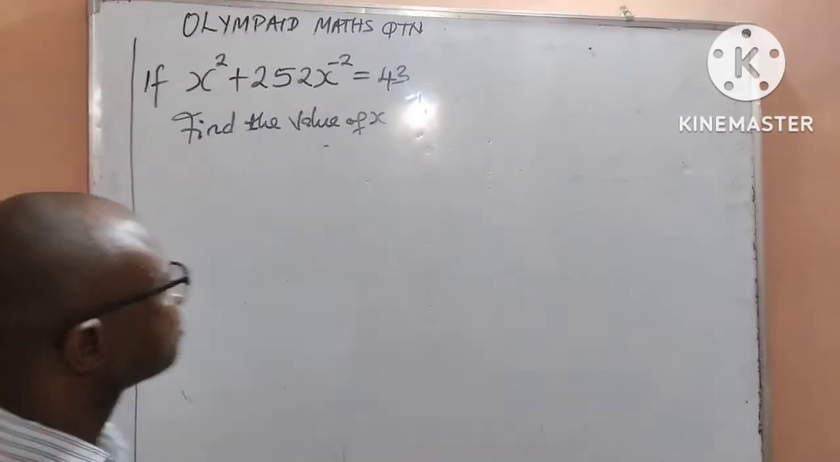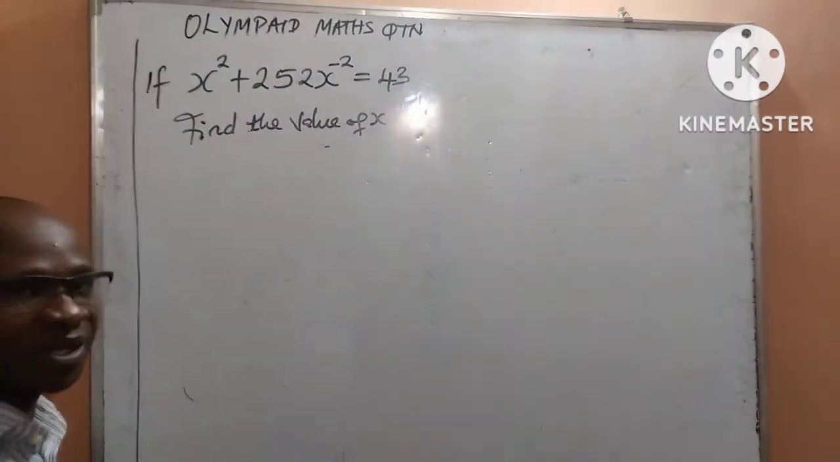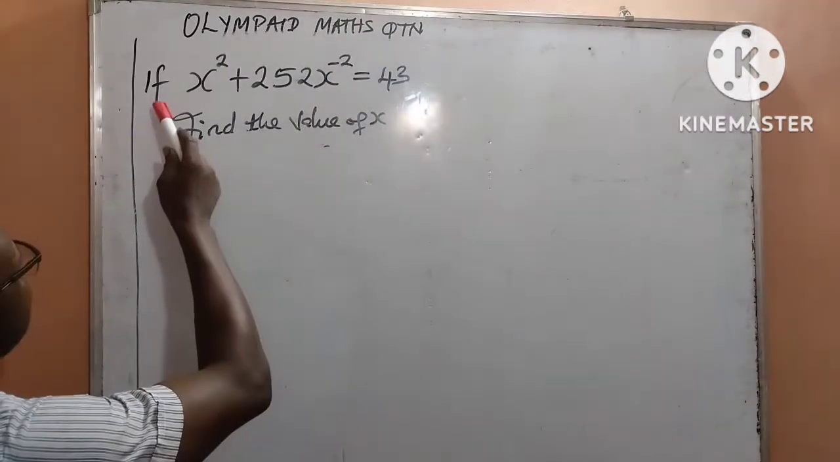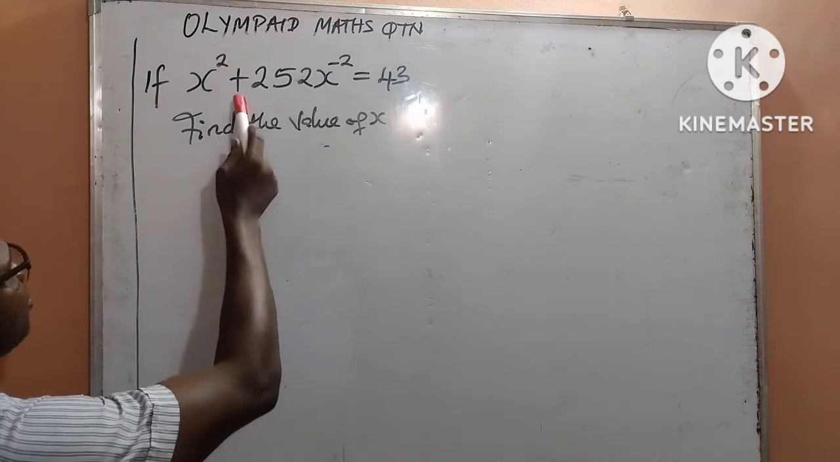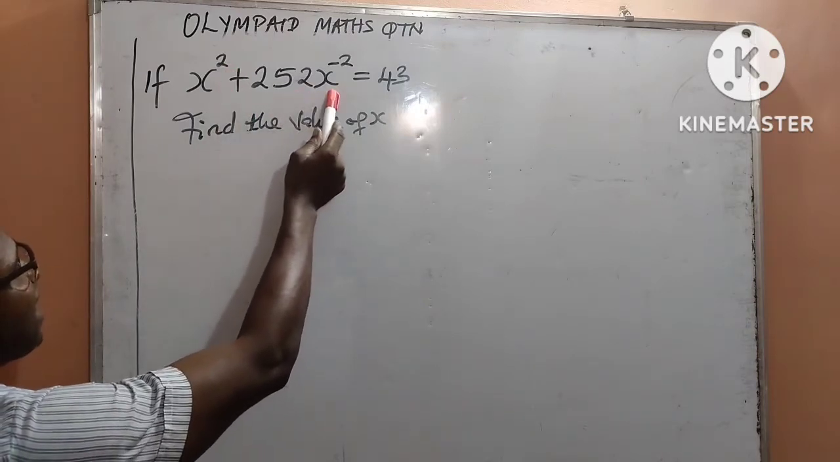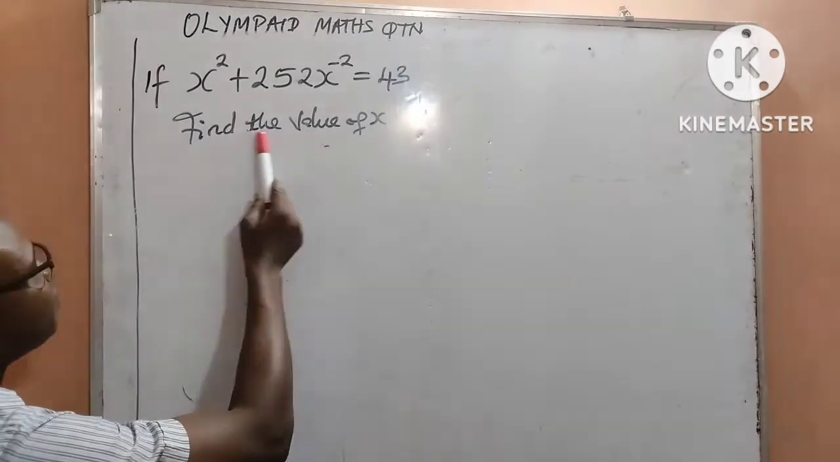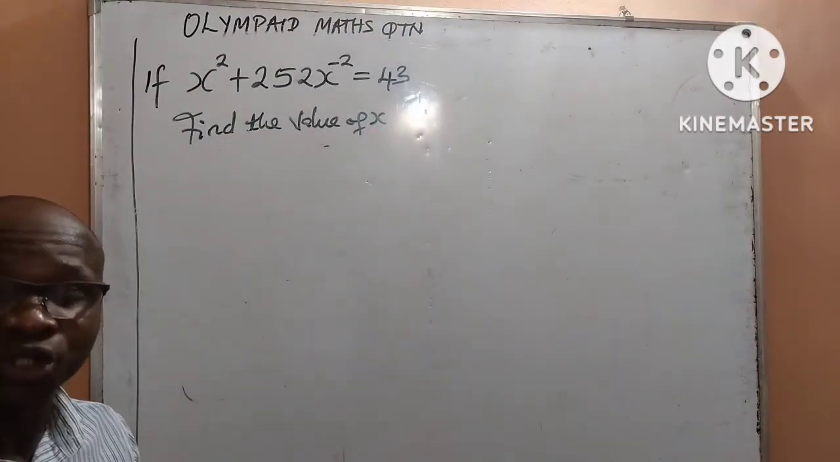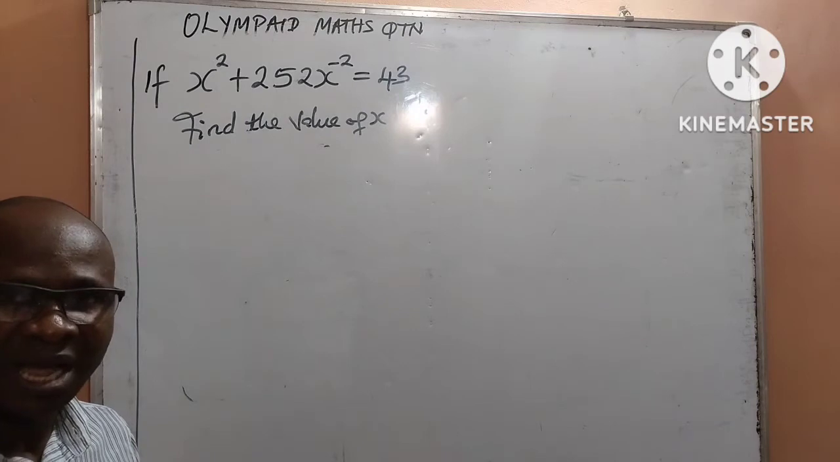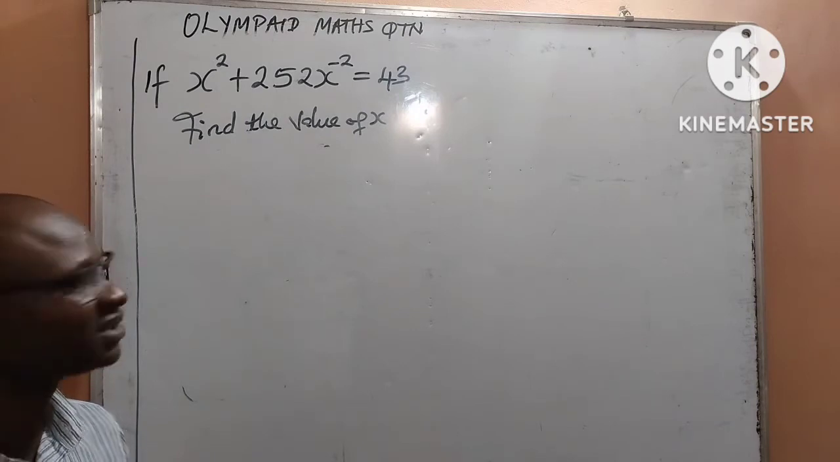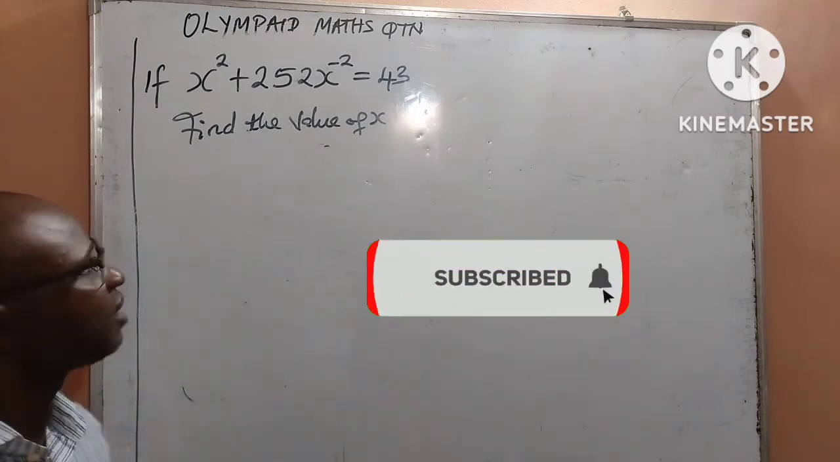In today's math class, we shall be having an Olympiad Mathematics question, and we are asked: if x to the power 2 plus 252 x to the power negative 2 is equal to 43, find the value of x. I want you to watch this video till the end. I bet you are going to learn something. Let us dive in right away.